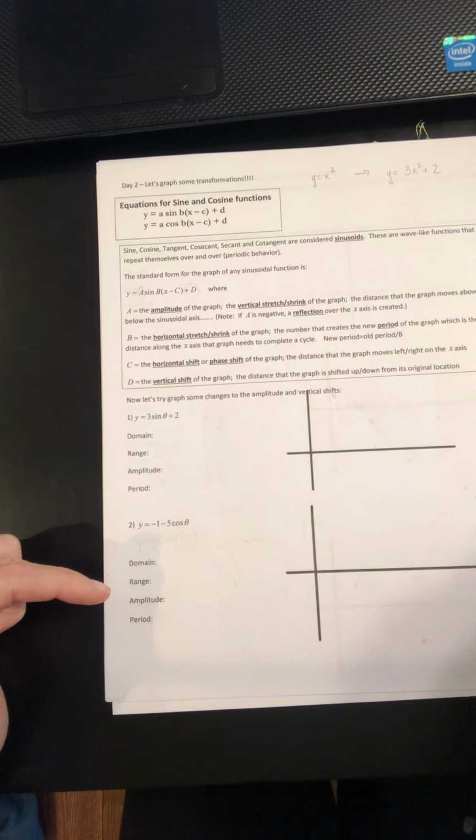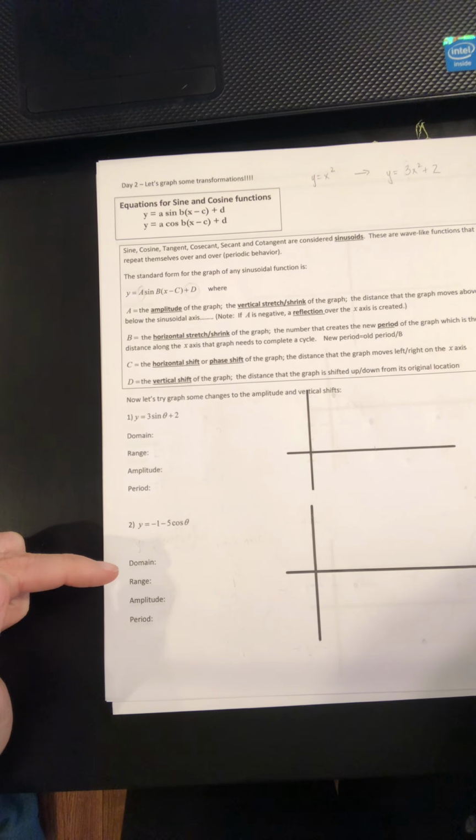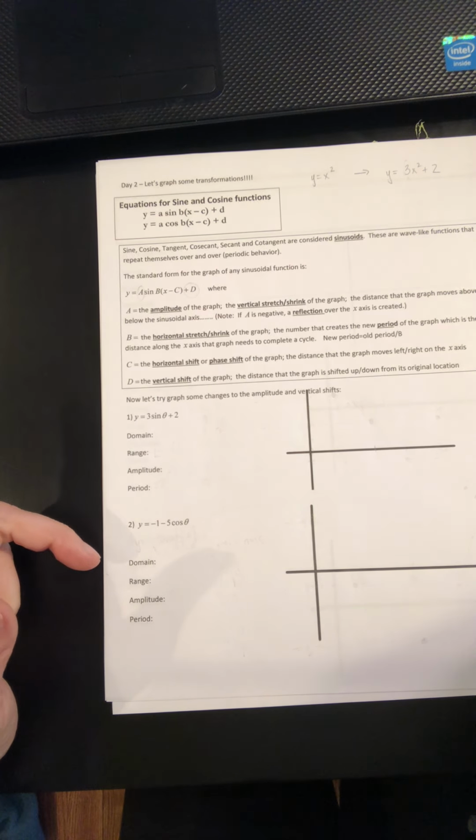I'm going to be going over basically this whole entire page today, and then I'm going to ask you to graph, I think, 4 sine or cosine functions for homework, all right? I will also be posting an answer key.